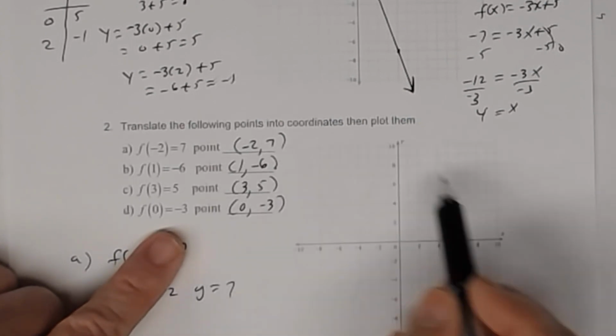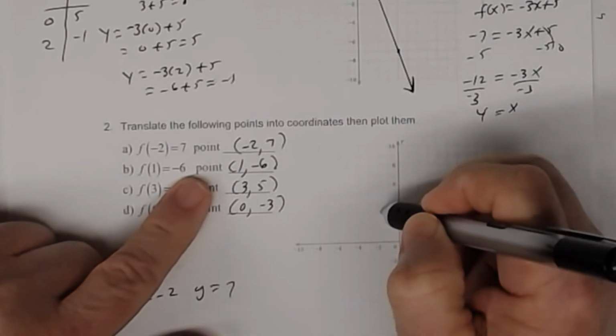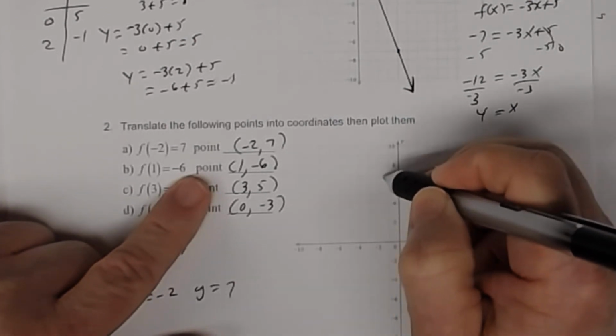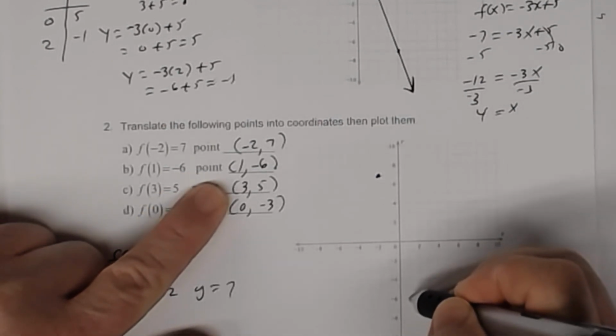And then all they want you to do is plot the points. So you get -2, 7, which is right here. 1, -6 is right here.